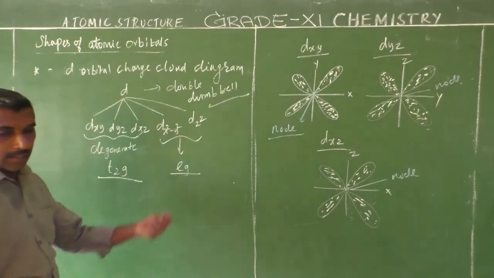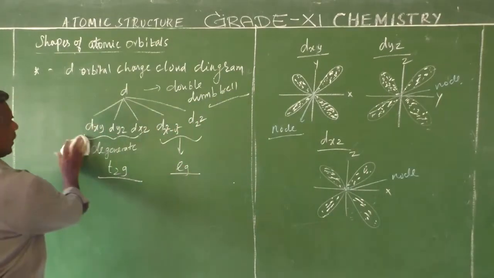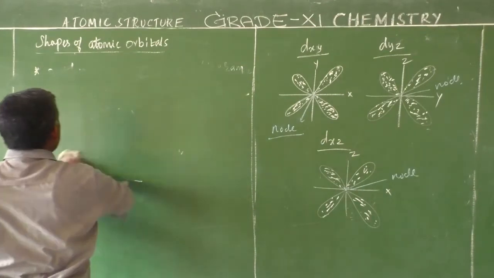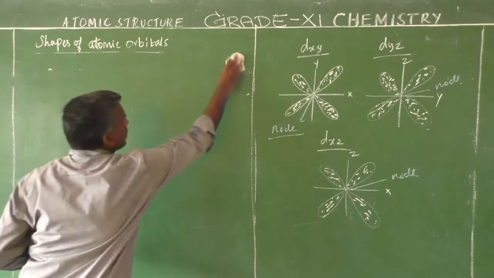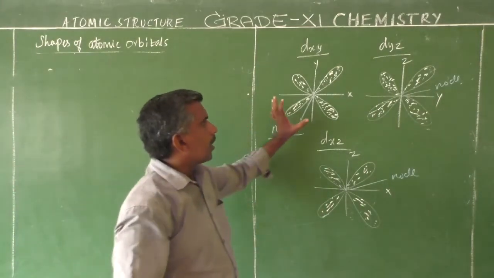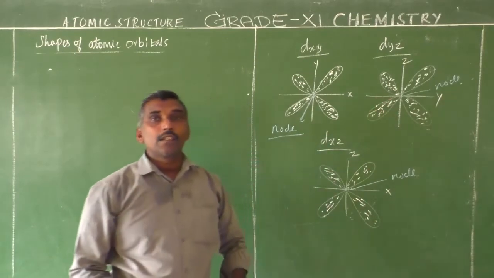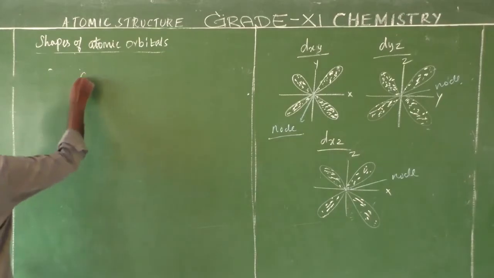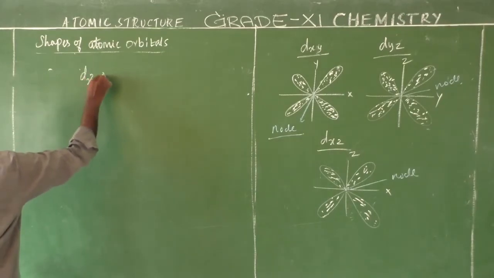Okay. This is a three-lobed d orbital, another two. These three orbitals have the same energy, and the same size also, because all are in between the axes, not along the axes. Now next, dx square minus y square.